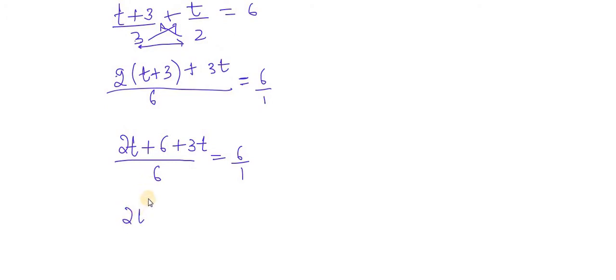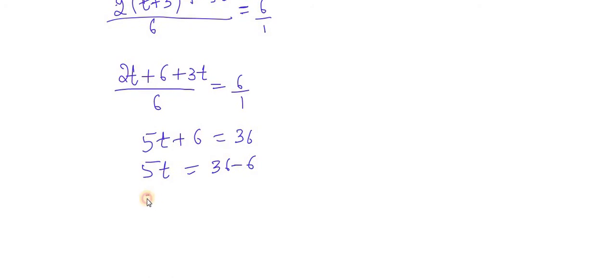So 2t plus 3t, that is 5t plus 6, which is equal to, multiply this, 6 sixes are 36. Now again simplify: 5t is equal to 36 minus 6. So then 5t is equal to 36 minus 6, which is 30. Then t is equal to 30 by 5.